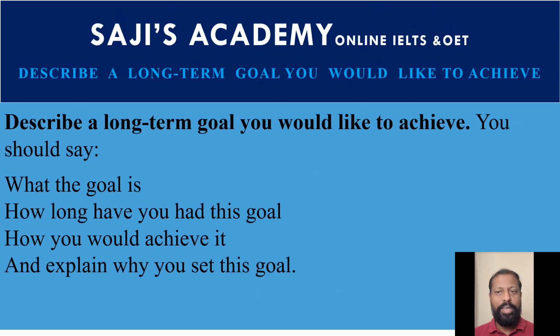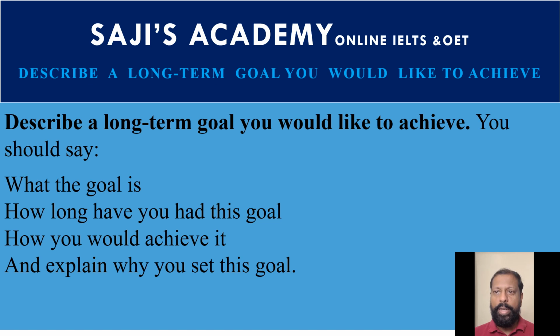Well, let's straight away move on to this particular cue card. Look at the question. Describe a long-term goal you would like to achieve. In fact, it's not a new cue card. However, it is there in the portion of 2024. So, you need to learn. It is a must-learn question, and you should say what the goal is, how long, how you had this goal, how you would achieve it, and explain why you set this goal.